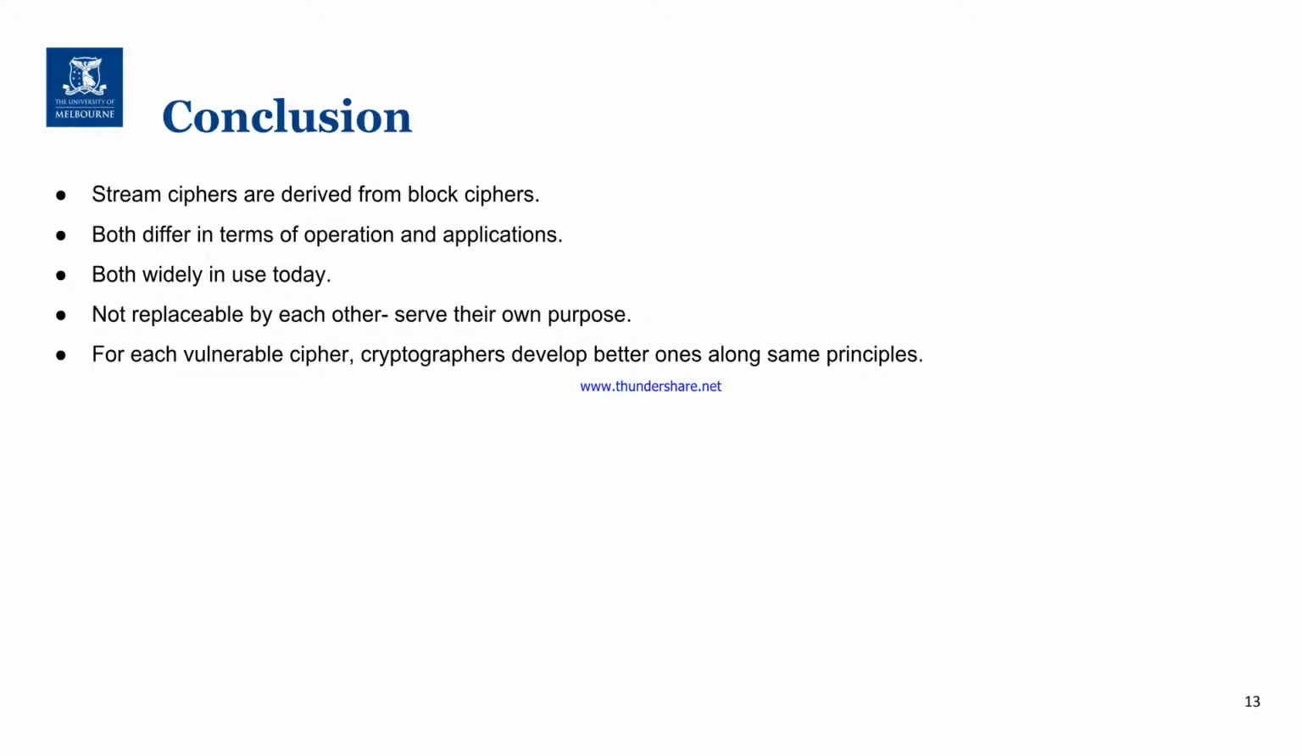And we found out that every time there was a vulnerable cipher, for both block and stream ciphers, cryptographers developed better ones along the same principles, and we still have very strong block and stream ciphers.